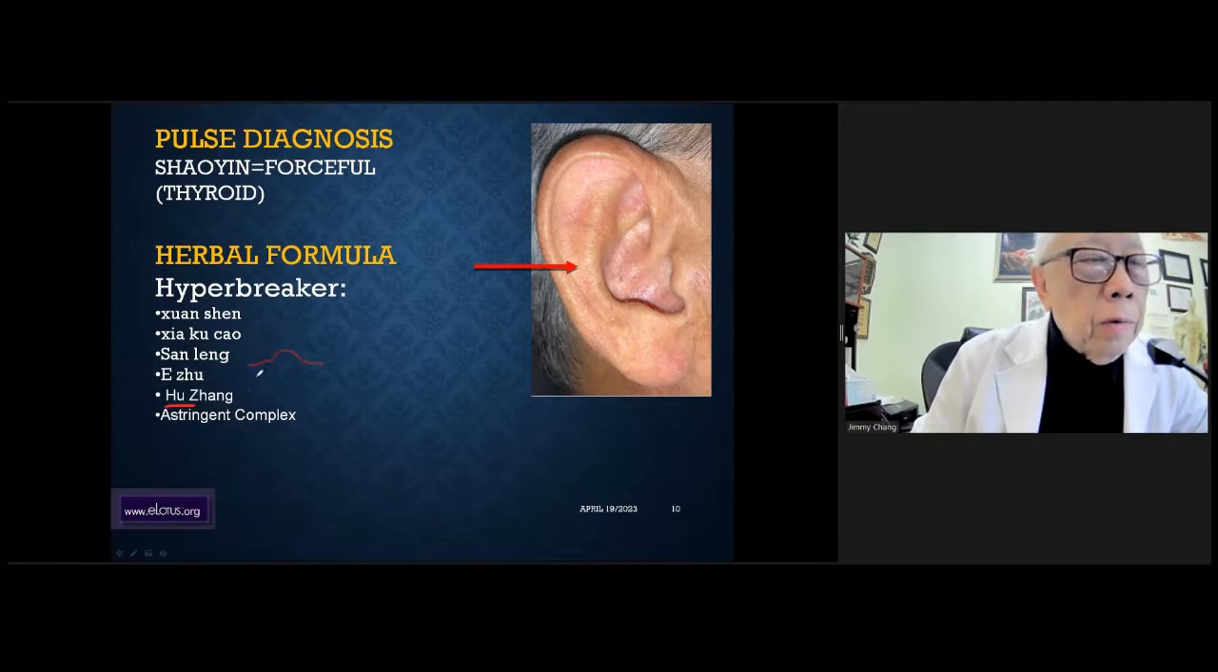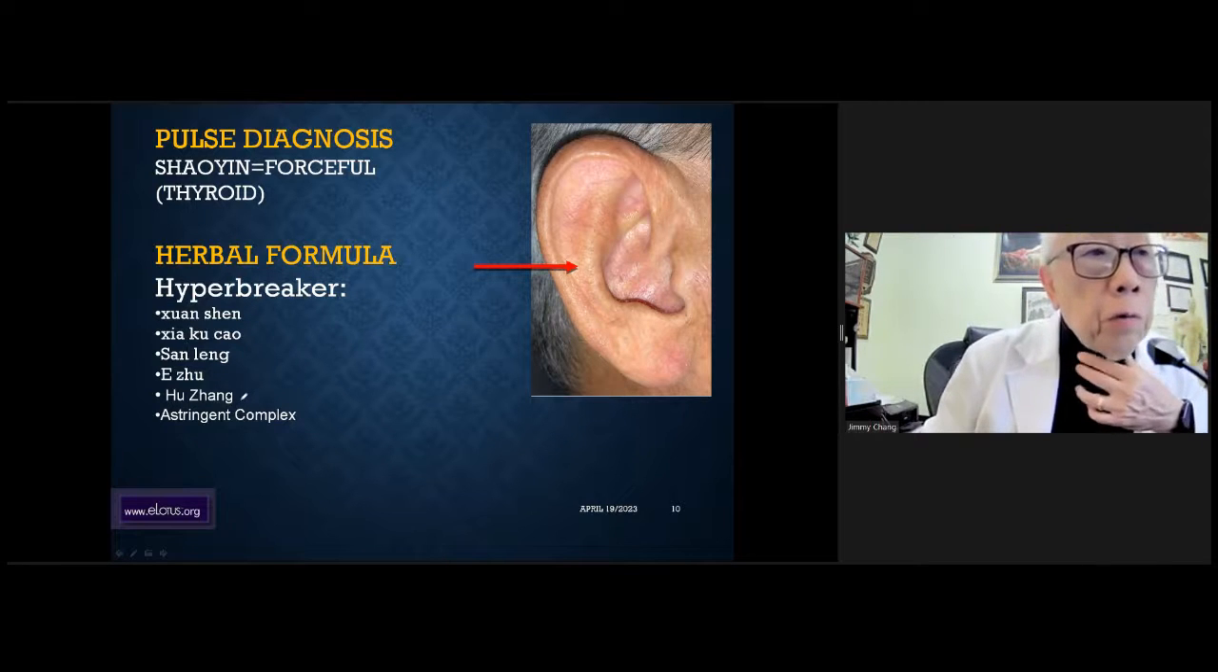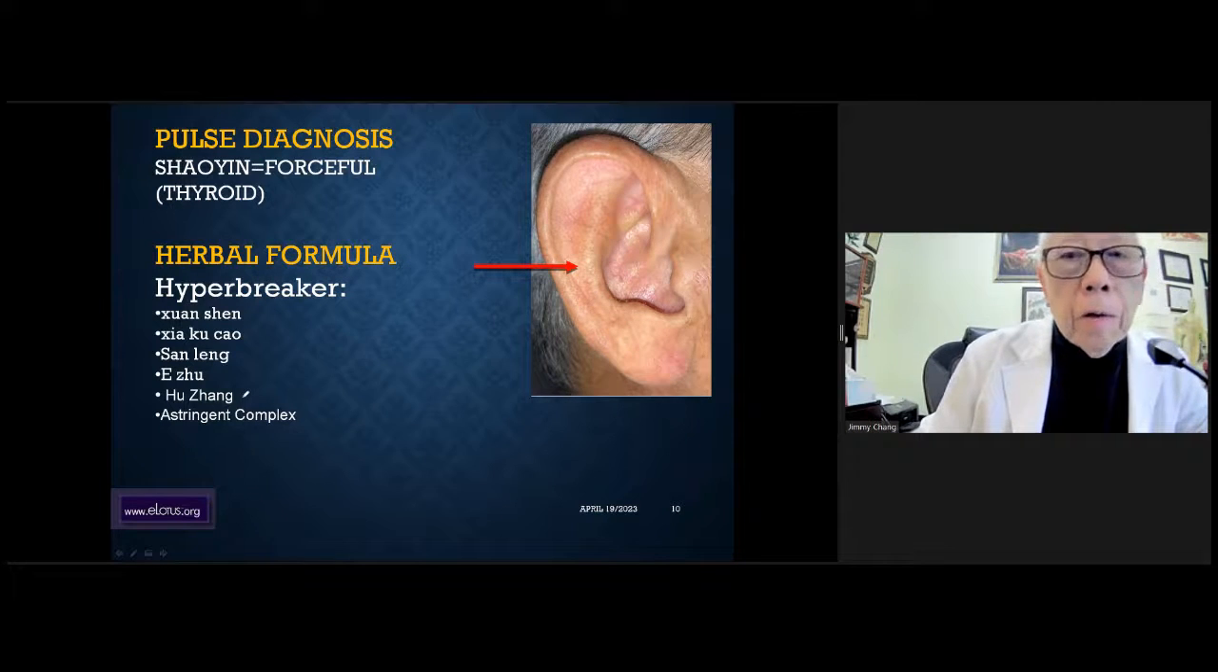虎杖 is for dropping things down. 虎杖 is a very broad spectrum herb, because it can clear the heat and drop it down. It can clear the heat in the respiratory system, like for cough, for the throat problem, which might also be the result of the thyroid. I'll let you know later. And Hu Zhang is good for moving the blood. It's very funny. It's cold, but it still moves the blood. Astringent complex is for any swelling tissues.